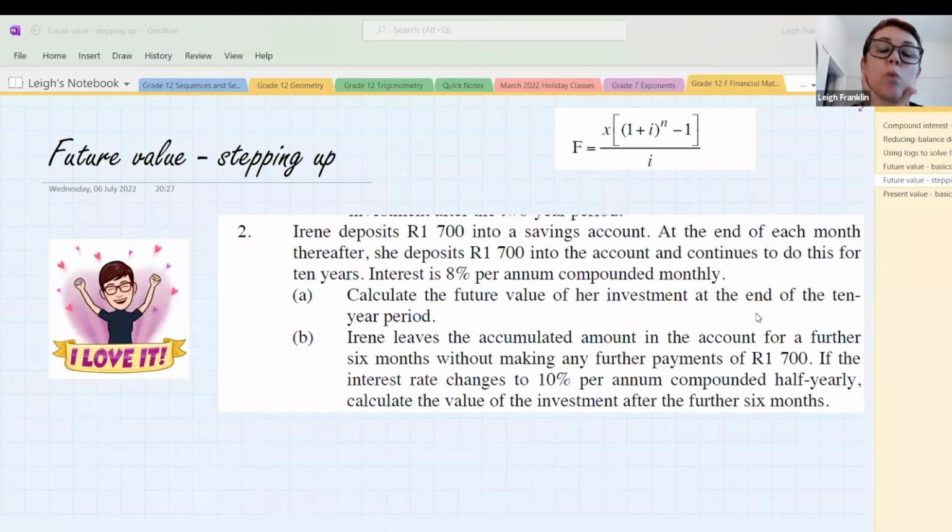The first one says, Irene deposits 1,700 Rand into a savings account. At the end of each month thereafter, she deposits 1,700 Rand into the account and continues to do this for 10 years. Interest is 8% per annum compounded monthly. Calculate the future value of her investment at the end of the 10-year period. That's not why we're doing the question. The reason that we are doing this question is because of what happens in part B. But in order to be able to answer part B, we've got to do part A.